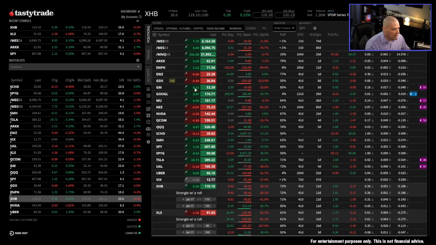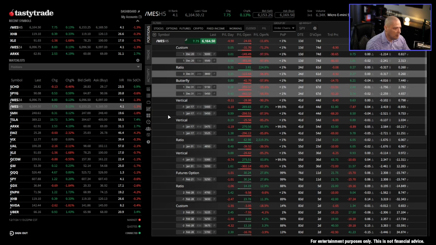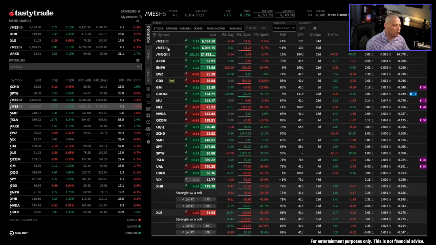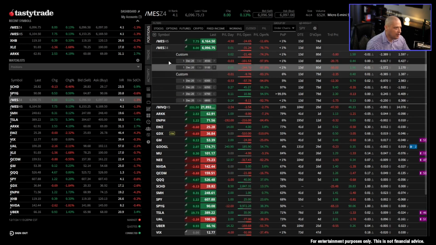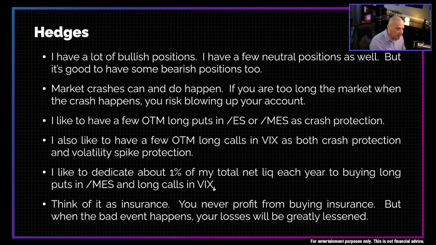If I go to my trading platform, I go to MES, you can see I've got a long put, 3 long puts, another long put, a long put. I've got like 7 long puts there, way out of the money long puts as crash protection. I've got 2 more here. I've got 9 different long puts, way out of the money long puts in MES right now. Again, just in case the bad event happens.